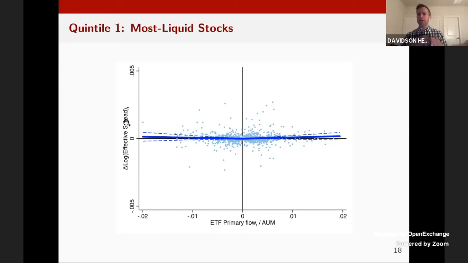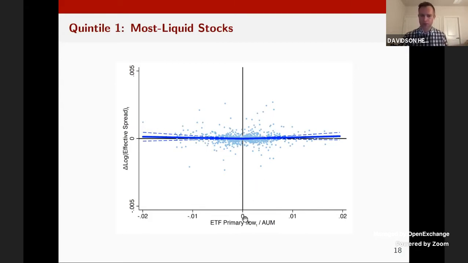We're going to sort the universe of US common stocks into quintiles of their liquidity as of last month. That's a proxy for their expected trading costs over this month. So the stocks that had the best liquidity, the Apples and the Googles of the world, last month are still going to be very highly liquid stocks this month.